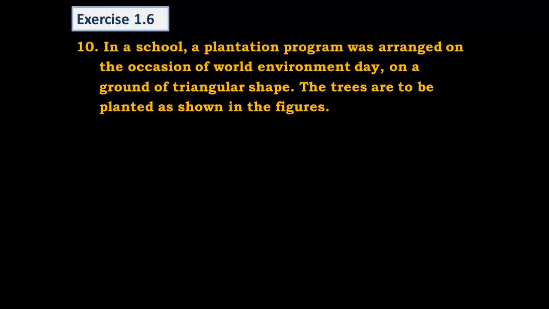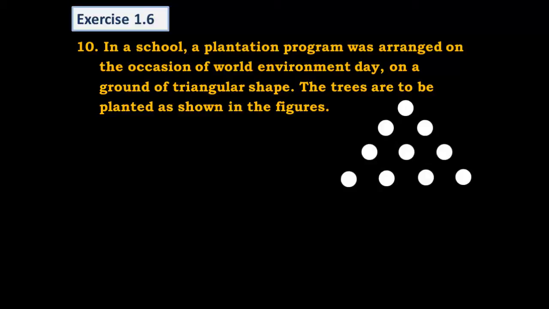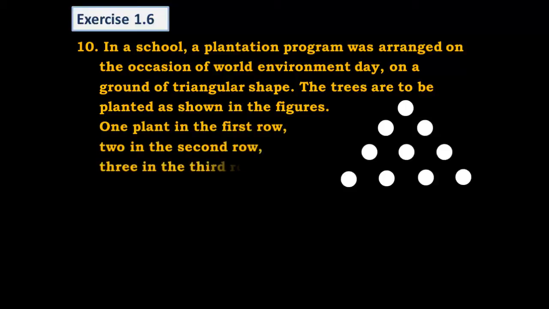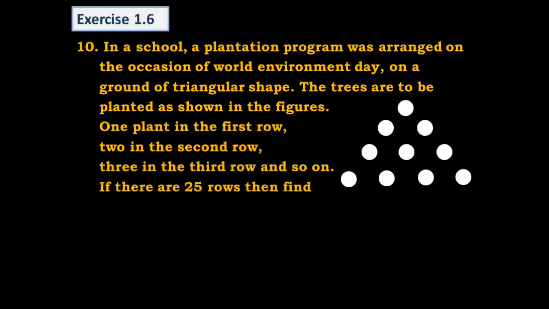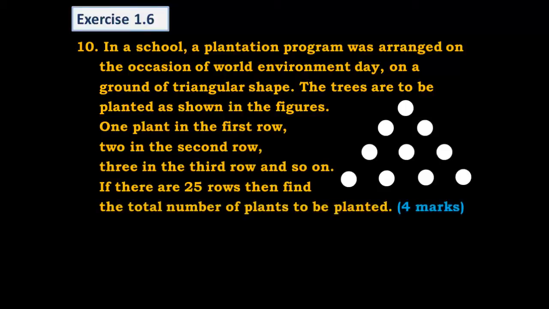In a school, a plantation program was arranged on the occasion of World Environment Day on a ground of triangular shape. The trees are to be planted as shown in the figure. See, the figure is given. 1 plant in the first row, 2 in the second, 3 in the third and so on. If there are 25 rows, then find the total number of plants to be planted.